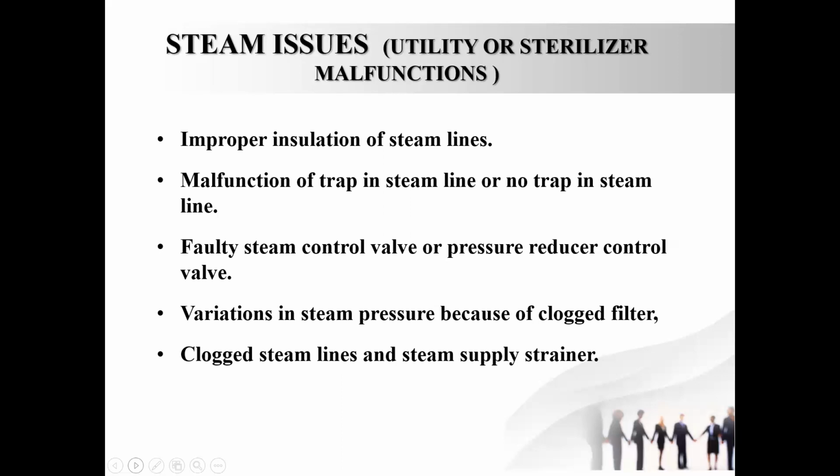There can be a malfunction of the trap in the steam line, which removes water, oil, and impurities. Sometimes there is no trap in the steam line. Then you can have a faulty steam control valve or pressure reducer control valve. Then there may be variations in the steam pressure because your filters are clogged. Clogged means jammed. Then you may have a clogged steam line, or a clogged steam supply strainer.